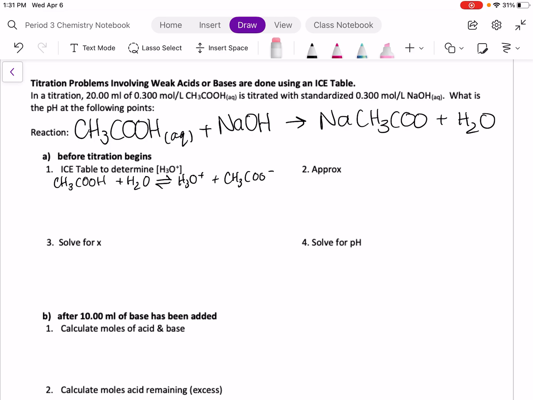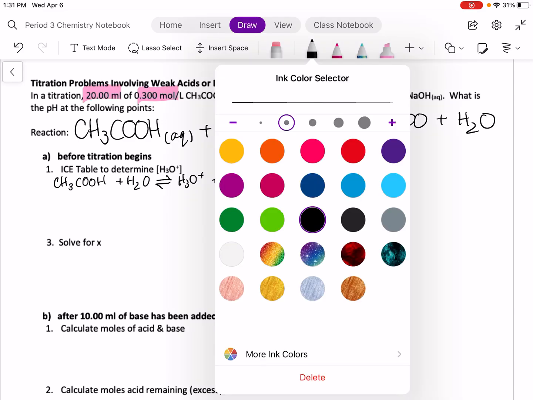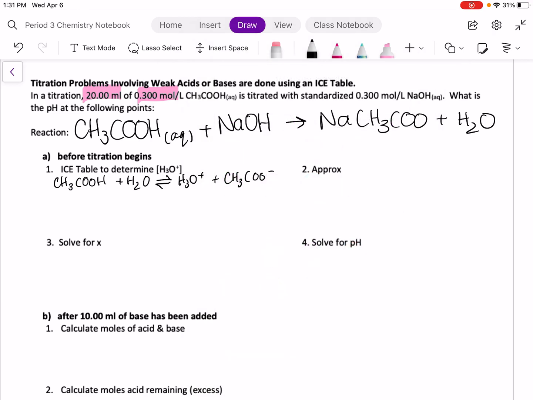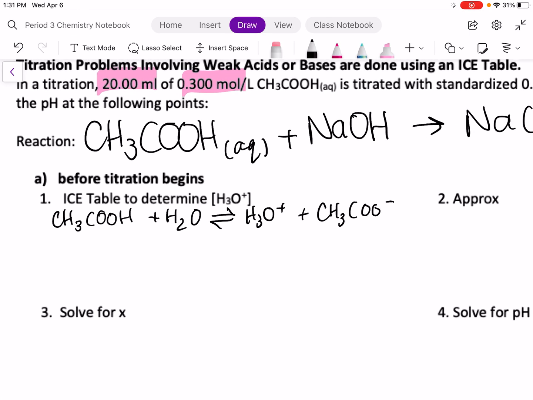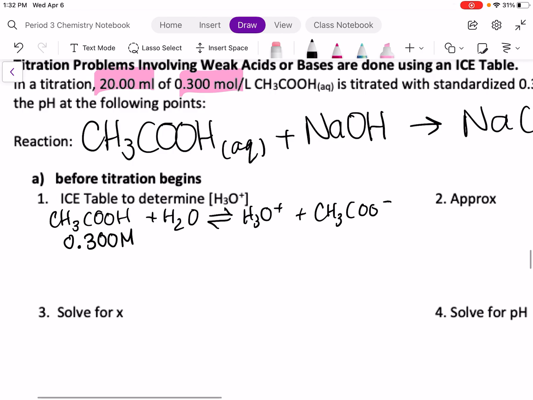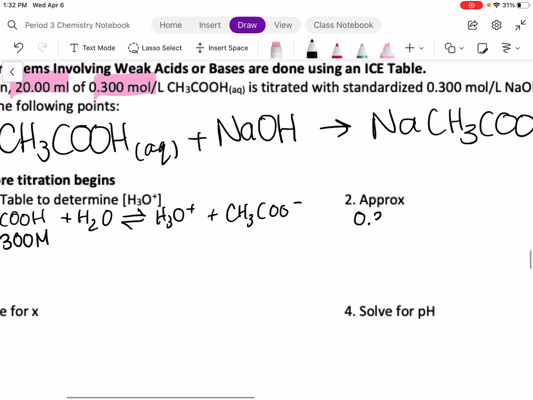Since we have two values, the volume and concentration of acetic acid, we know that we're going to be able to find the pH of the weak acid in equilibrium with water. So we're going to use an ice table, and we're going to find the concentration of hydronium based off of our ice table. So we have 0.300 moles per liter. We can use the approximation method.